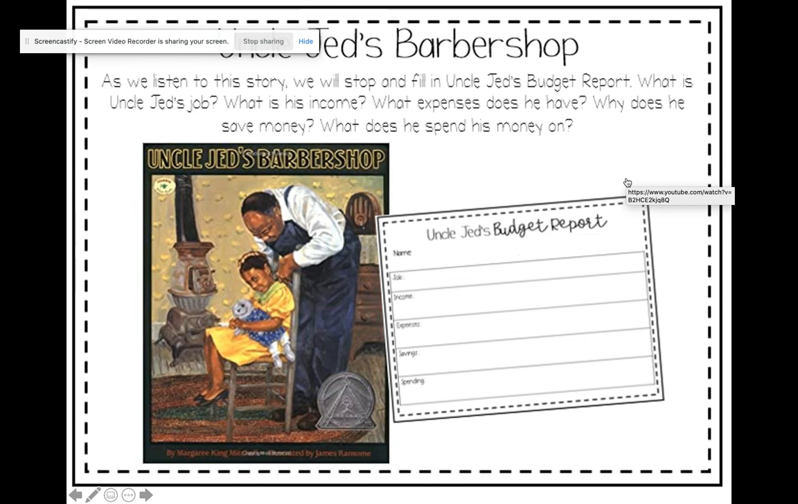Okay, so in this story, we learned about Uncle Jed, the income that he made, which was the money that he made from cutting people's hair, and all the expenses that caused him to lose his money, and the way that he spent his money, and the way that he saved, and he had to keep saving over and over to make his dreams come true.